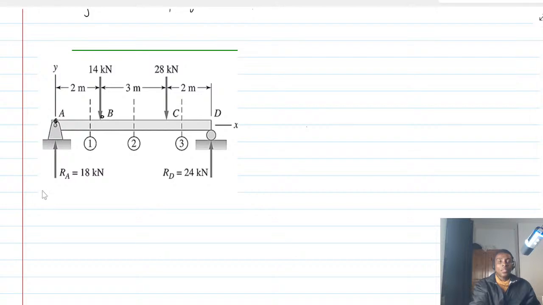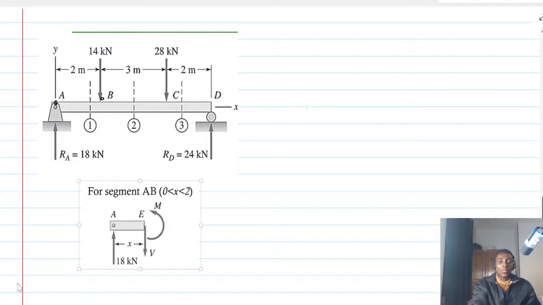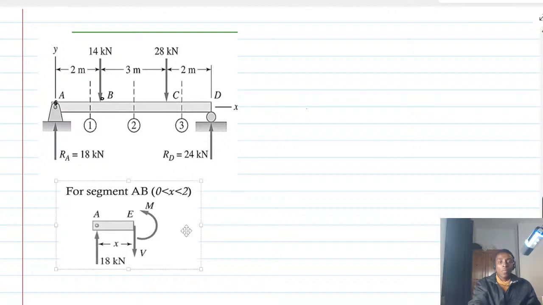So whenever you take a section, for the purpose of time, the question has been solved already. So I will just explain and solve it together with you. So if I take segment AB, and then I take some portion, this is what is going to happen.